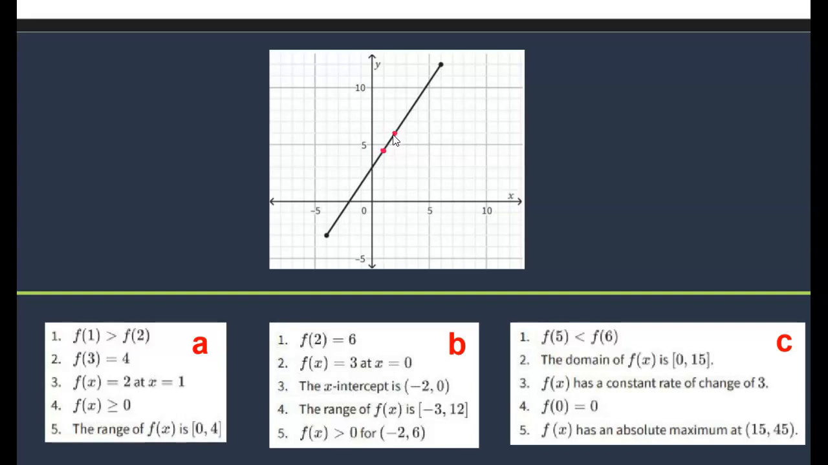And the question it's stating, or the assertion it's making, is f of 1 greater than f of 2. Is this one bigger than this one? No, that is definitely not the case. This one's smaller. You can see it's lower. So this is not true. We can already eliminate A. It does not match this graph.